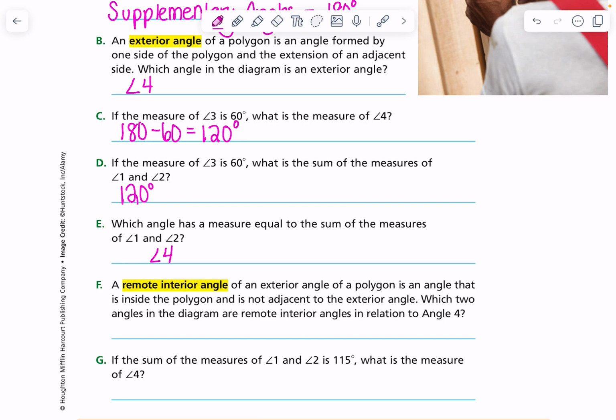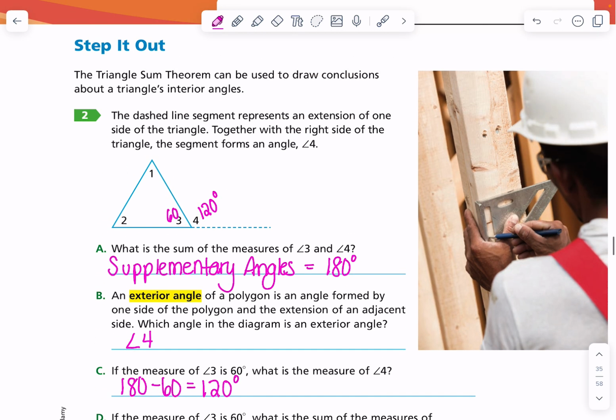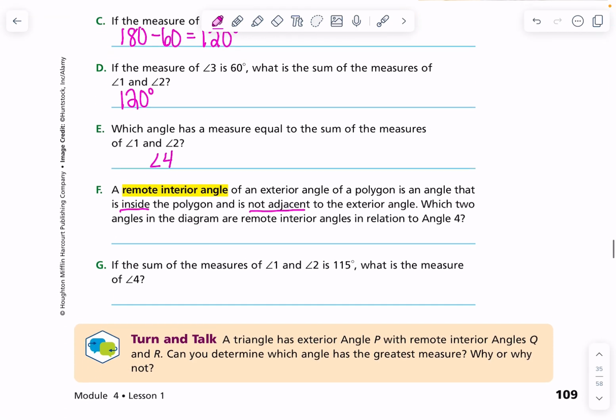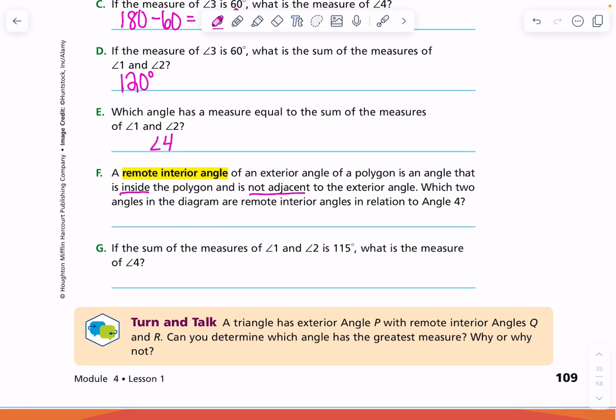F, a remote interior angle of an exterior angle of a polygon is an angle that is inside the polygon and is not adjacent to the exterior angle. So yesterday we talked about the remote interior angles being 1 and 2 because they were opposite of angle 4, that exterior angle. That is what letter F is saying. So the two remote angles are angle 1 and angle 2. Letter G, if the sum of angles 1 and 2 is now 115, what is the measure of angle 4? It's still going to be 115.